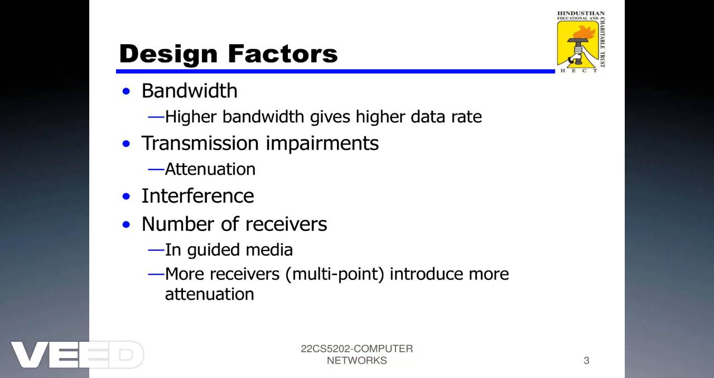The next thing is transmission impairment, which is called attenuation, which affects how the data is transmitted without any delays. Next we are seeing about the interference concept, and the number of receivers receiving from the sender. With multipoint it will take more time.